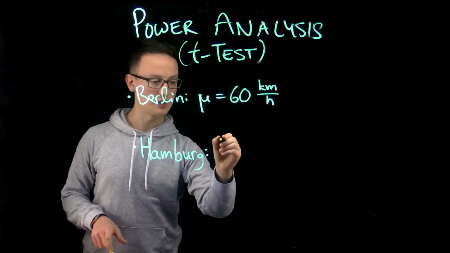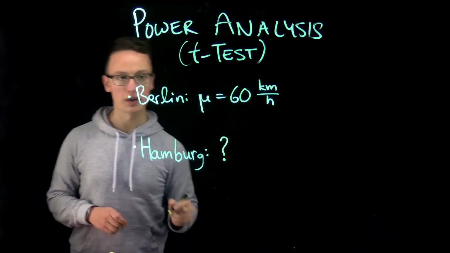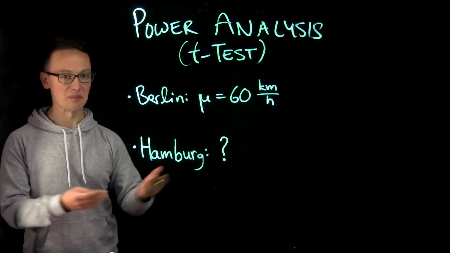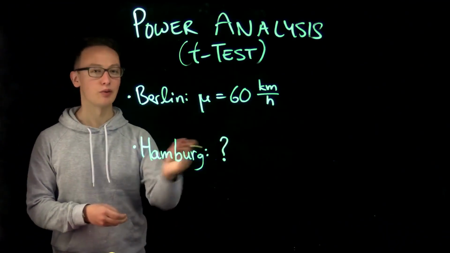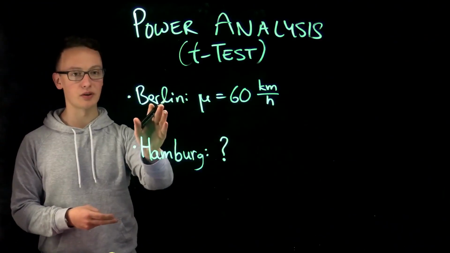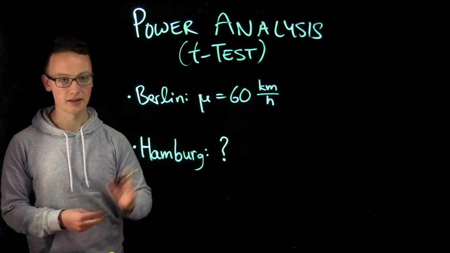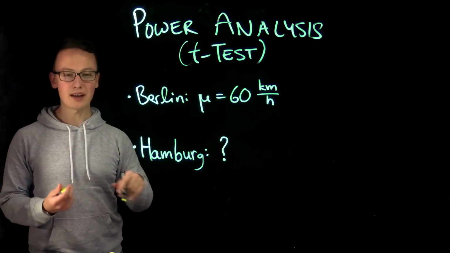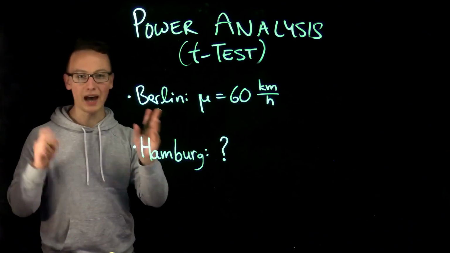And we want to test this by measuring cars that in fact enter Hamburg and measuring their speed, and then see what average speed comes out and if this is different or not from the average speed of cars entering Berlin. Now, further, let's assume we have actually already conducted a small pilot study.